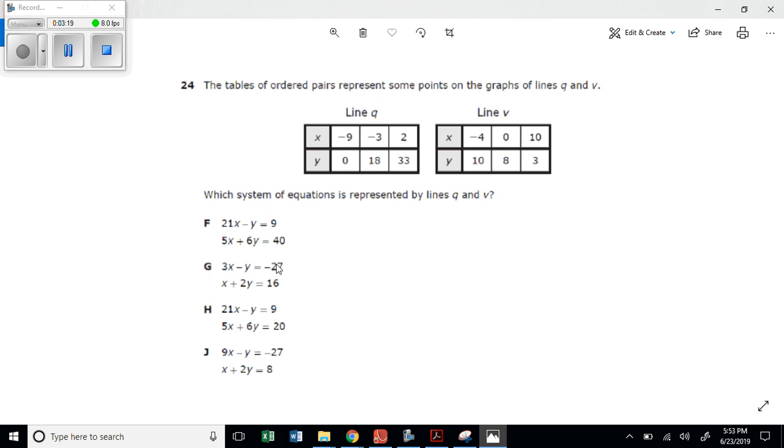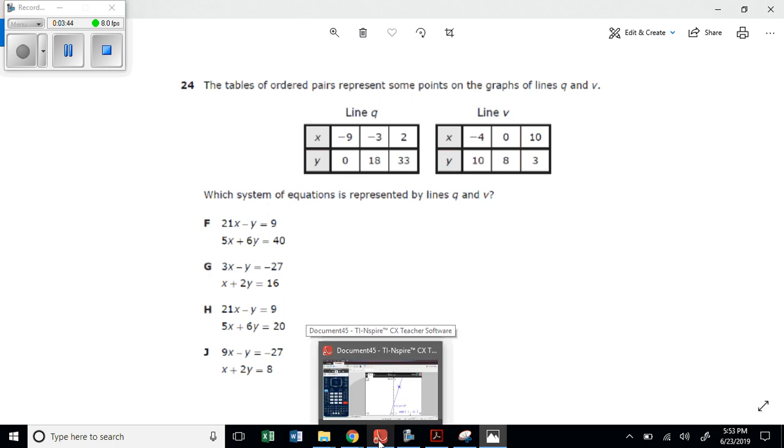So this equation represents the points in our line Q. So that is our correct answer choice. That other equation does not show up anywhere else, so in reality, we're done. But let's just check. If we were to graph the second equation, we should be able to see all these points. So it's good practice to verify our answer.